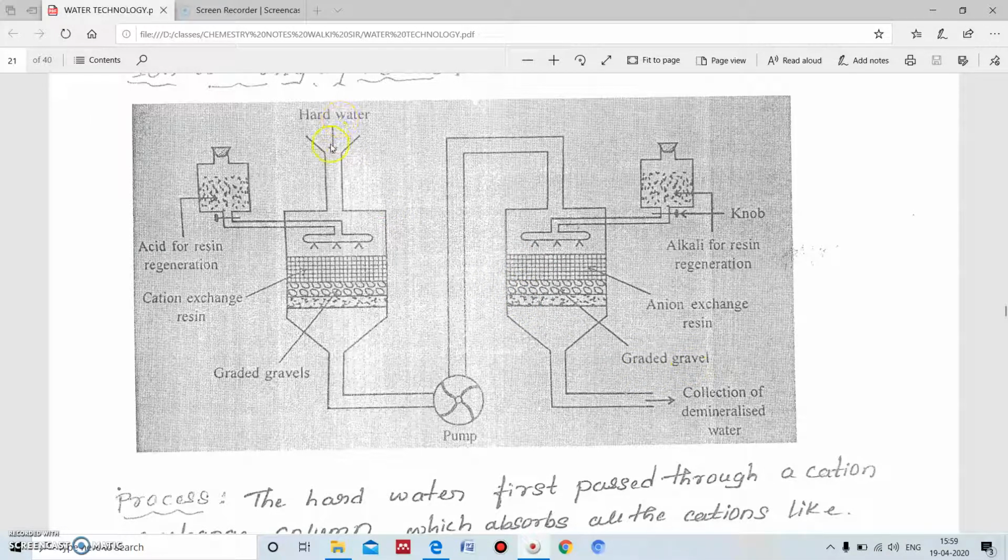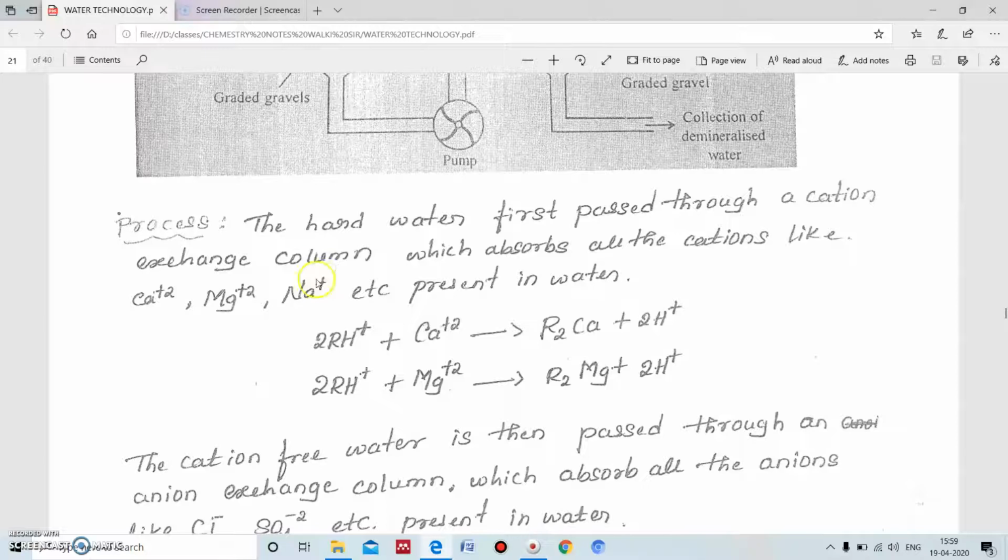First, hard water is passed into the cation exchange resin chamber, where the H+ ion present in the resin is exchanged with cations present in the water like Ca2+ and Mg2+, so that the calcium ion sits in the cation exchange resin and it donates the H+ ion to the water.